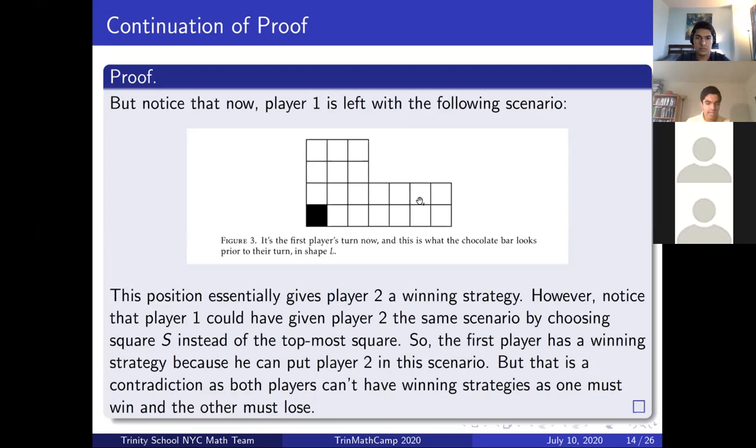But notice that we said only one of the players can have a winning strategy. So if player two and player one both have a winning strategy, that gives us a contradiction, because we assumed that player two was the one with the winning strategy. But now you see that if player one just chooses this square here and removes all of it, player one is going to have that winning strategy. So that's a contradiction. Our initial assumption that player two has the winning strategy and is always going to win is false. And so thus player one has to win, and player one will always win.